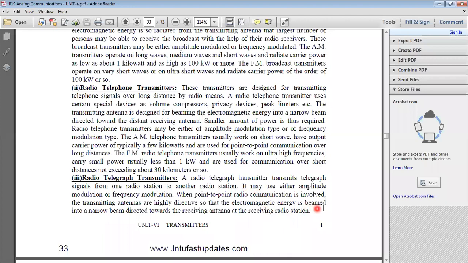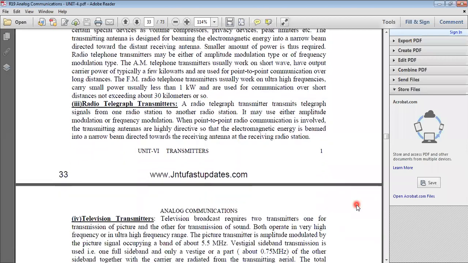So coming to the third one, that is radio telegraph transmitters. These transmitters are used to send telegraph signals.